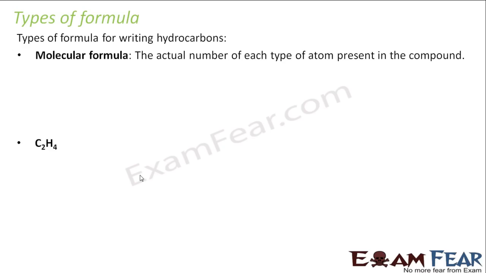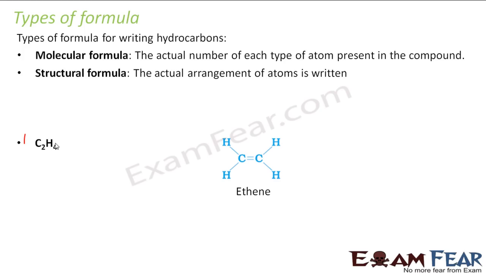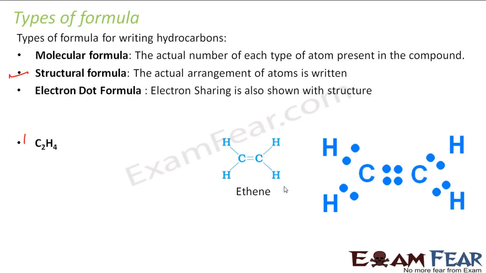And there are various types of formula for hydrocarbons. One is the molecular formula, where we write the actual number of atoms present, for example C2H4 is a molecular formula. Then we have the structural formula, where we actually write the structure, for example ethene, I wrote the structure of it, right?